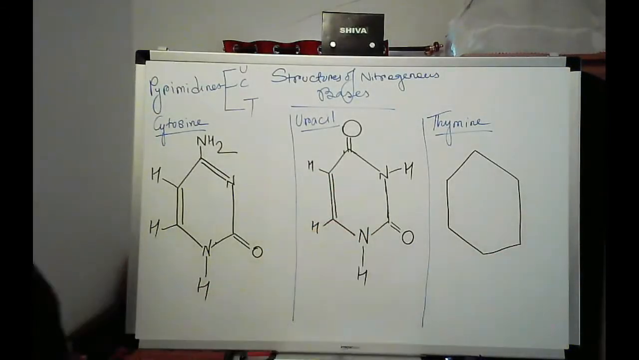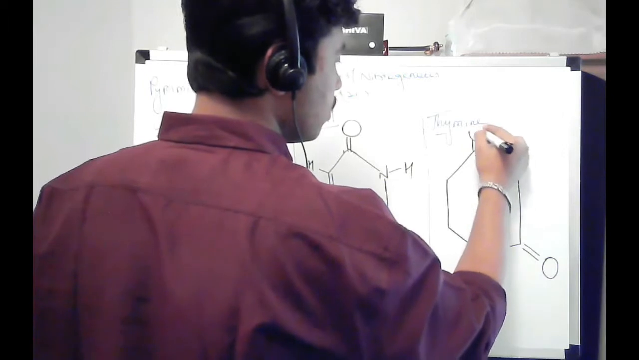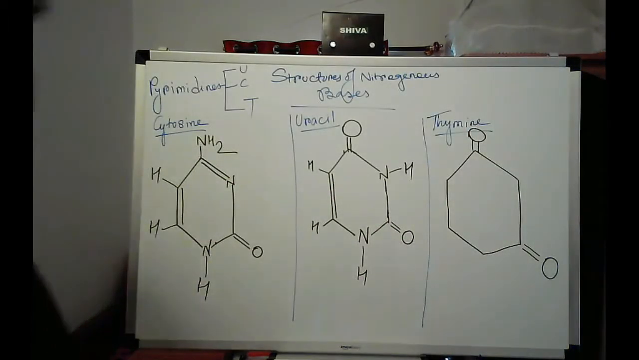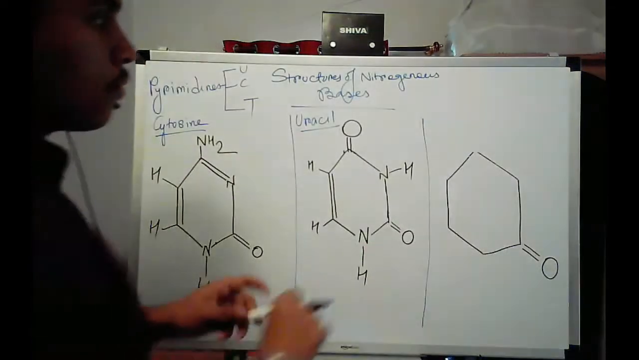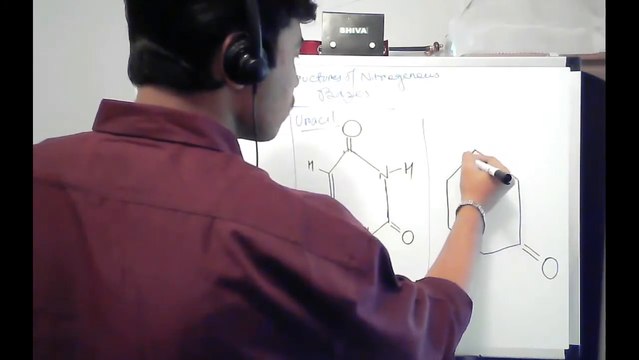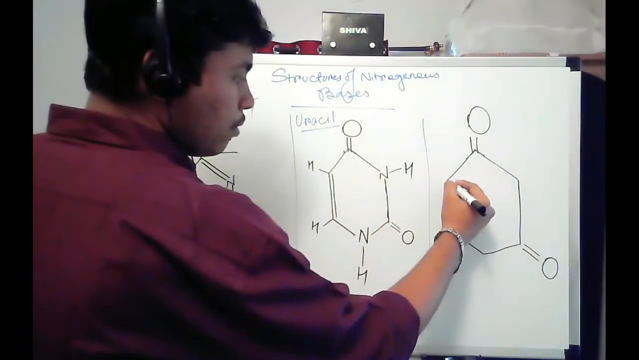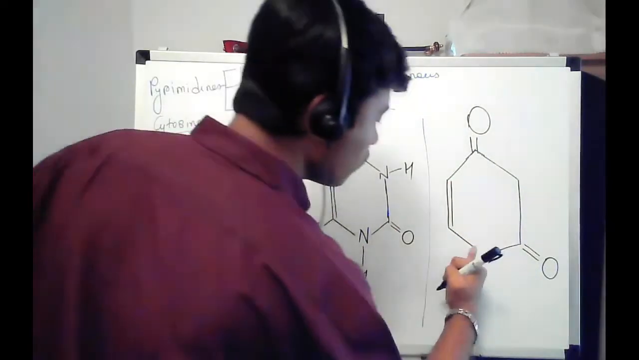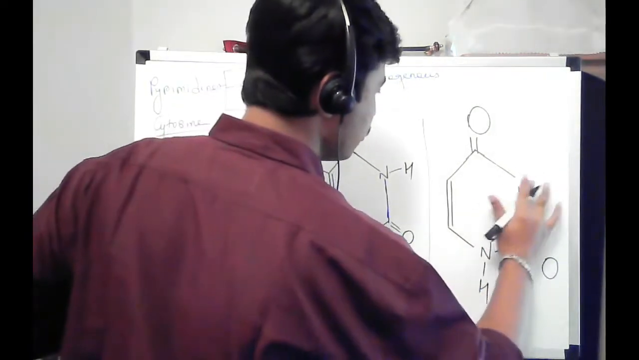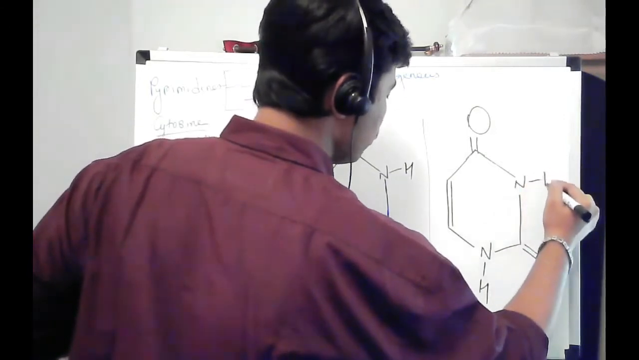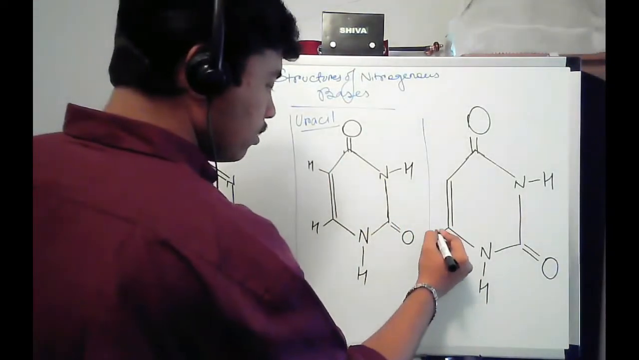It will look exactly like uracil, meaning it will have a double bond over here, a double bond over here, and one double bond situated here. Nitrogen will be present over here with one hydrogen, and another nitrogen would be present over here with one hydrogen. And now this will be H.